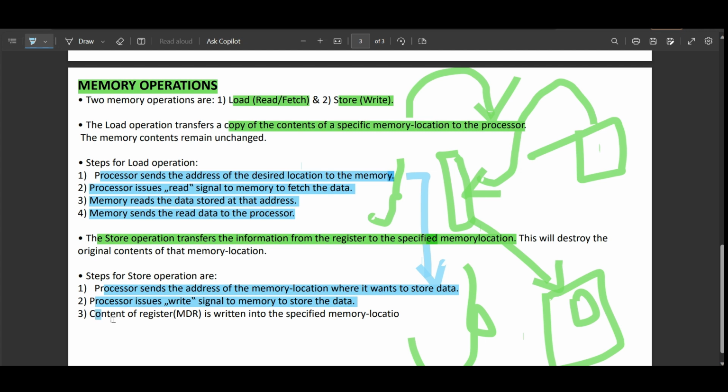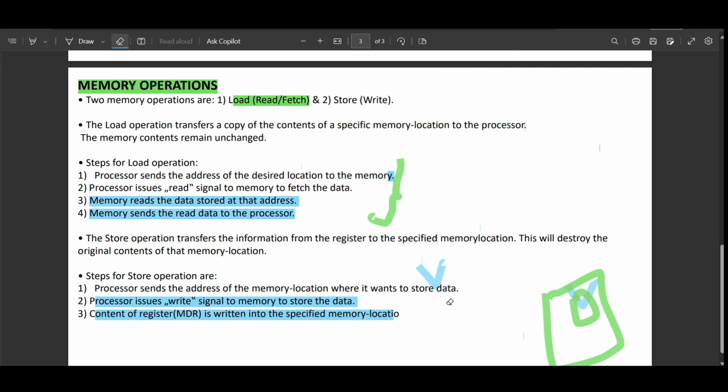Okay, the content of the register is written into the specified memory location. Whatever was in this general purpose register will be written in the specified memory location. The processor initially sent a location to the memory, and whatever content was there in that memory location got deleted. If there was nothing, nothing happens, and then the processor issues the write signal and tells the memory to write there, and whatever content was there in the general purpose register got stored into the memory. It is a very simple and easy concept to remember.